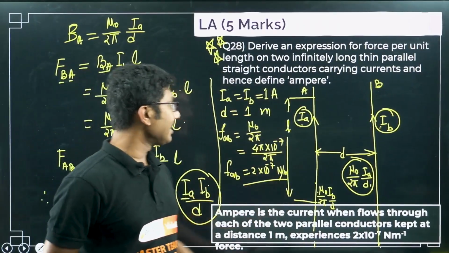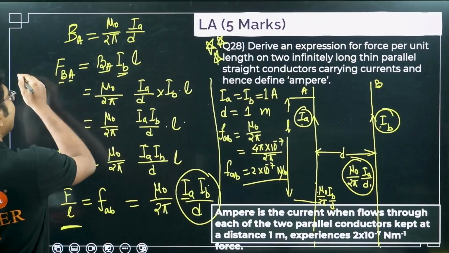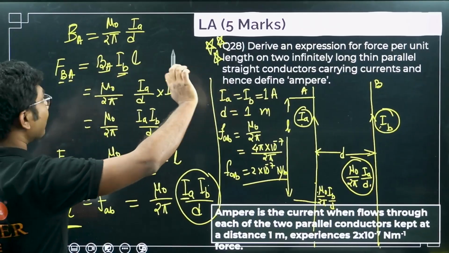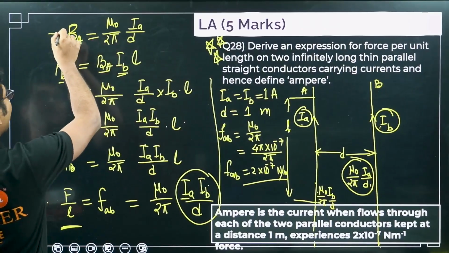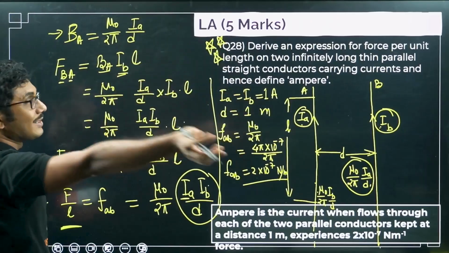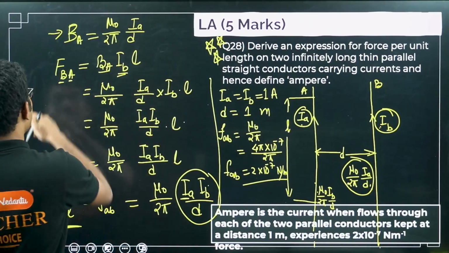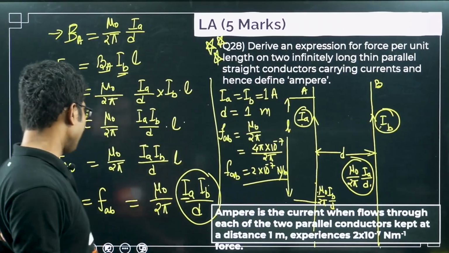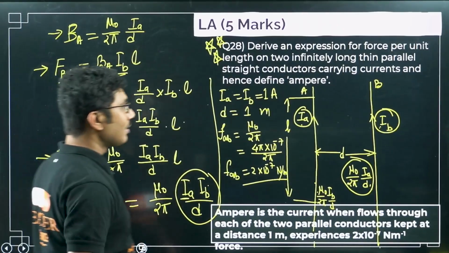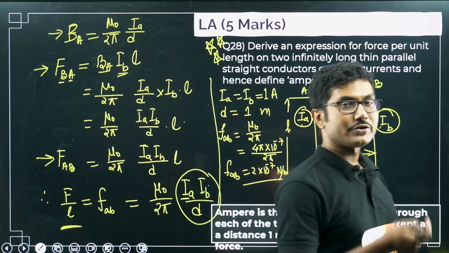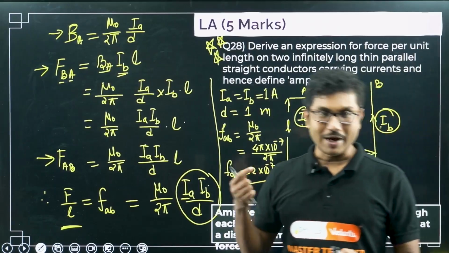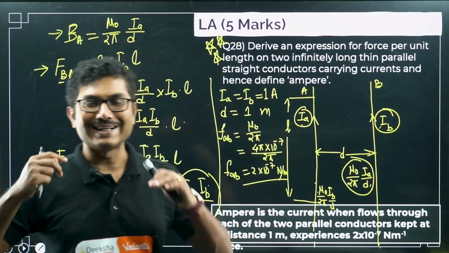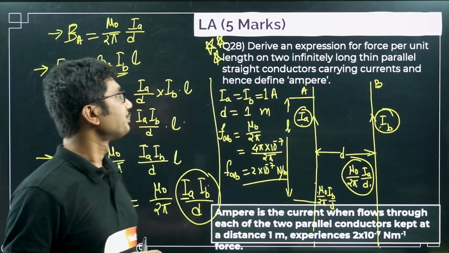So for the derivation, first you have to draw the diagram, 1 mark for that. Then you have to calculate both magnetic fields, for that 1 mark. Then you have to find both the forces. Then the final expression, 1 mark. And then for the definition of ampere, 1 mark. So 5 marks for that. You have to write each and every step without missing.